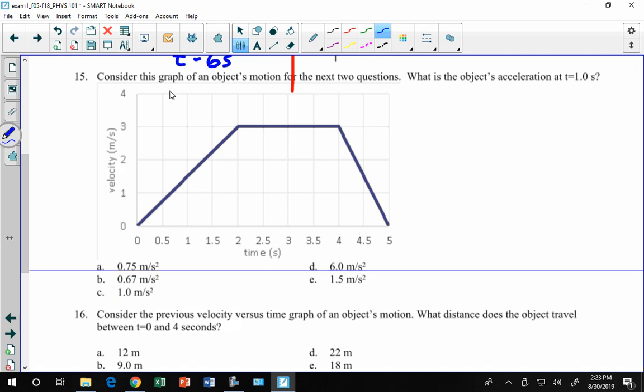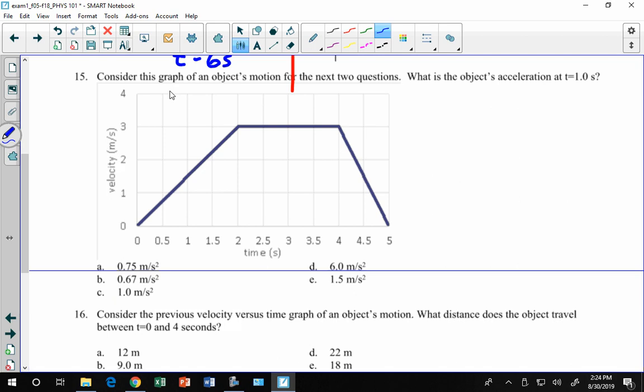What is this object's acceleration at t equal 1 second? First, you want to recognize what kind of graph this is. This is a v versus t graph. And then I need to remember, okay, v versus t graph. I can get 2 things from a v versus t graph. I can get the acceleration and I can get the distance traveled. I get the acceleration from either the area or the slope. Which is it? It's the slope, right? It's the derivative of the velocity versus time graph. That is the slope. And I get the distance traveled from the area. Remember, that's just like the integral.